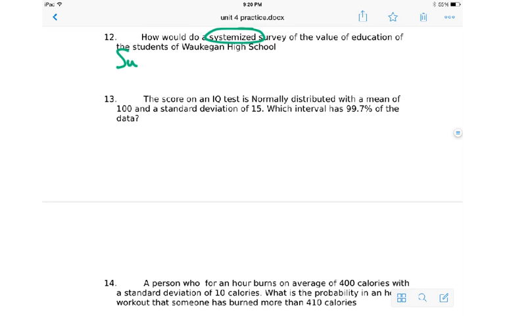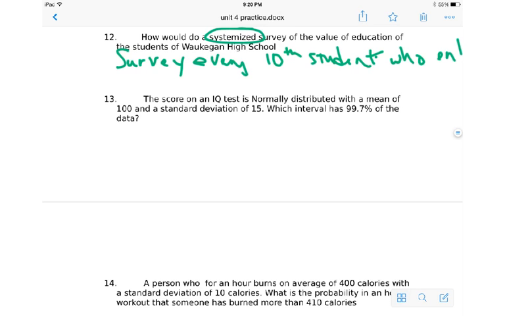I'm going to survey every 10th student who enters the building. Is that the only way of doing it? No, I mean, you can do every 10th student. You can say, I want to survey every 3rd student or every 5th student. That's one way of doing it.